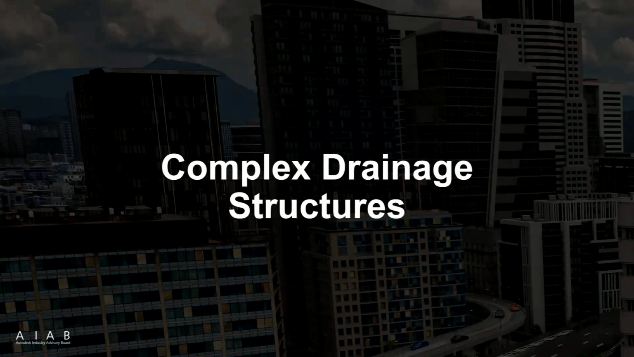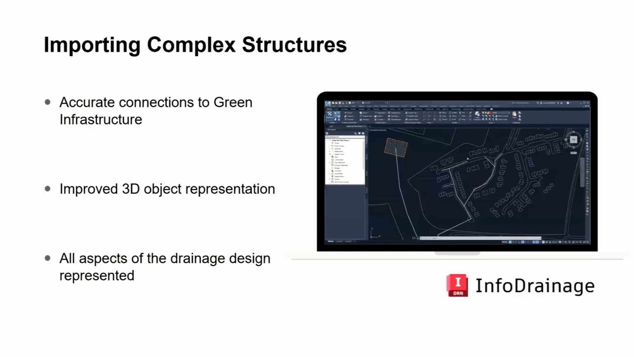So not only can our pits and pipes be imported and exported between InfoDrainage and Civil 3D, but other complex structures, such as our basins, our tanks, and our swales, can be represented as part of this round tripping as well. So the design's incorporating our SuDS, or WSUDs, essentially it's this green infrastructure, can be brought back into Civil 3D via a similar guided import process.